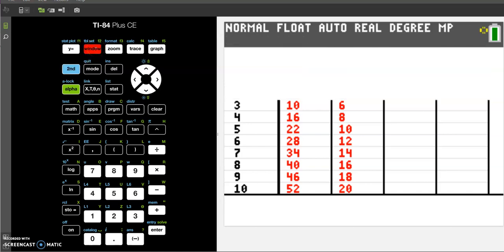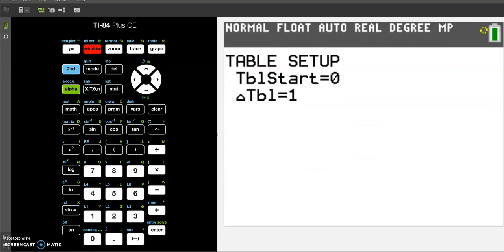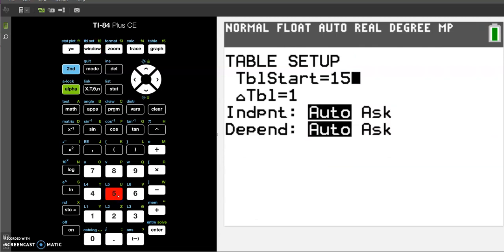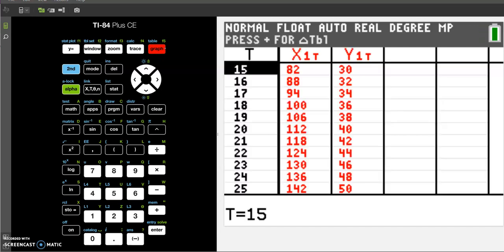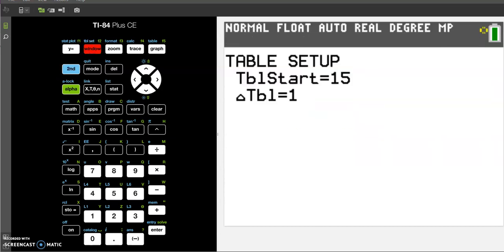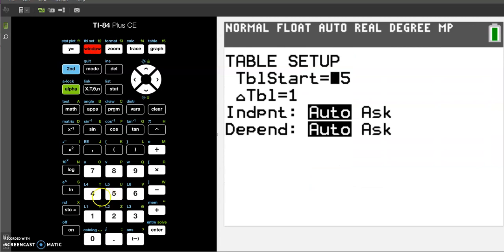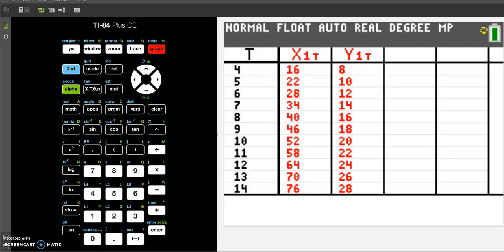Let me just go ahead and do it this way. I'll start my table at 15, and then we'll quickly see that last component. I'm sorry. I will change my table back to just going to 4. Just want to emphasize those two numbers. So if I look at when time is 4, I have that 16 and 8.